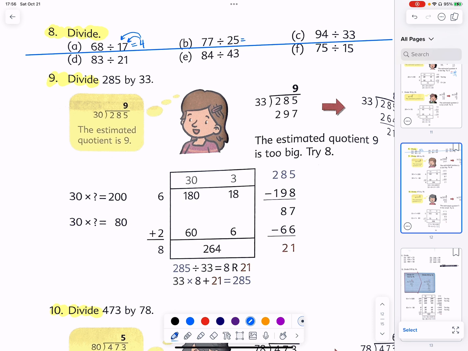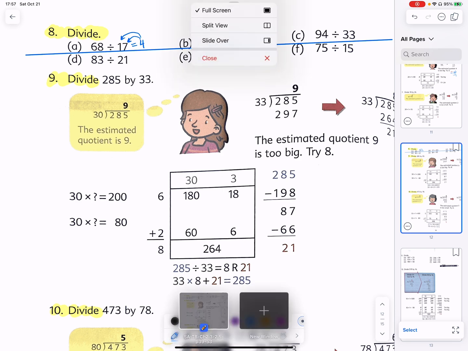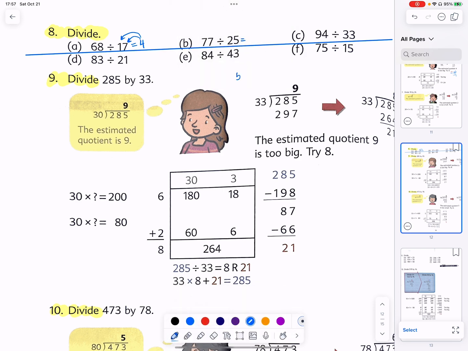How many times does 25 go into 77? Well, we know 25 times 1, 25 times 2, 25 times 3. Well, we know that 25, which is so close to 25 cents, goes into 77 3 times, right? 3 quarters is 75. 25 times 3 is 75. And the remainder is 2.